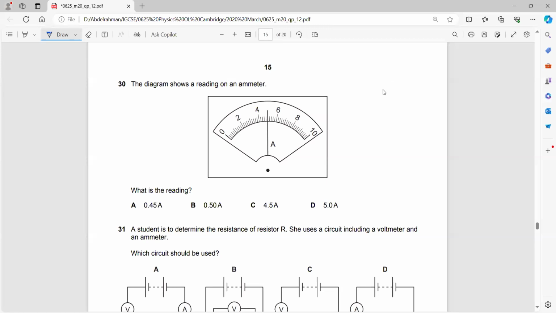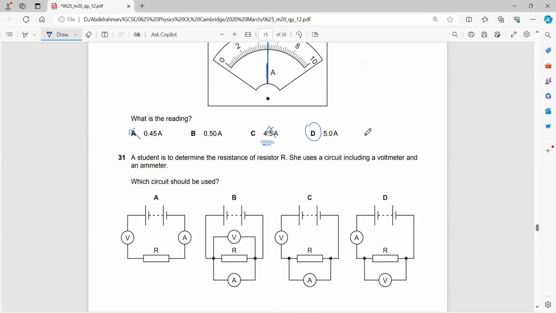Can someone say 0.45? Definitely wrong. Okay, 5. Yes, it is 5, Shabab. It has to be 5, thank you. Why? Because it's in the center between 4 and 6. A lot of other students chose 4.5, which was definitely wrong.